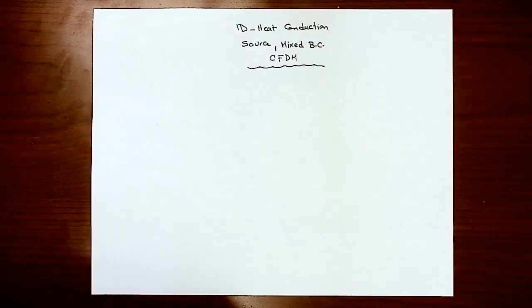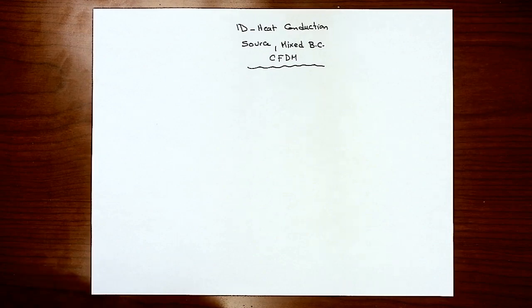So in this example, I would like to apply the central finite difference method to solve a one-dimension heat conduction problem. Among the boundary conditions, I have one face that's fully insulated. The second face of the one-dimension bar is exposed to a convection stream with a given infinity temperature and convection heat transfer coefficient. In addition, I would like to have a heat source embedded into that one-dimension bar.